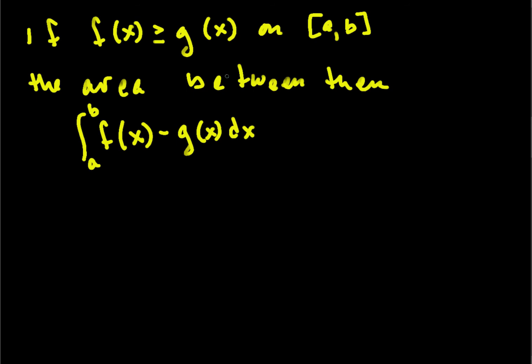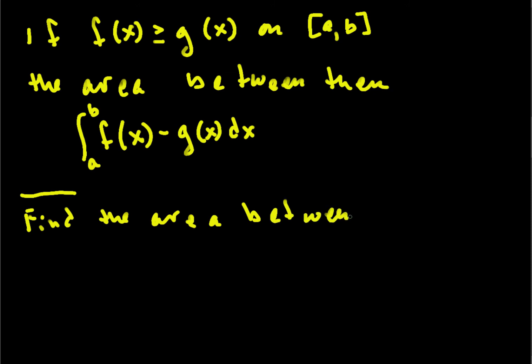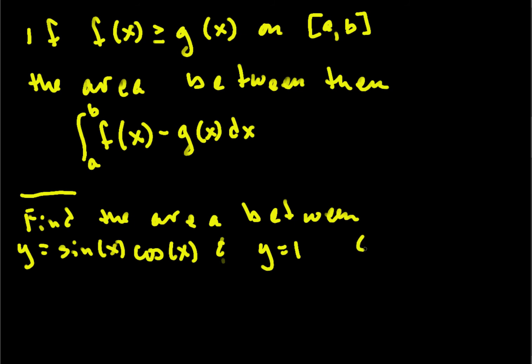So let's find the area between, say, the curves y is equal to sine of x times cosine of x, and the line y equals 1 for x between 0 and pi over 2.